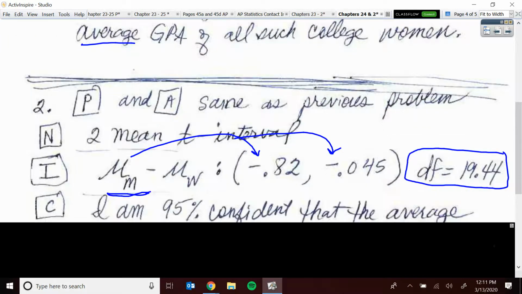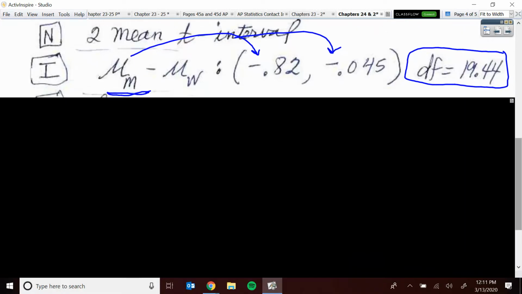Okay, now to the interval. The parameters are the same. It is a 2 mean t interval, and define your subtraction. So I did the average of the men minus the average of the women. So there was my interval. Don't forget the DF, okay?